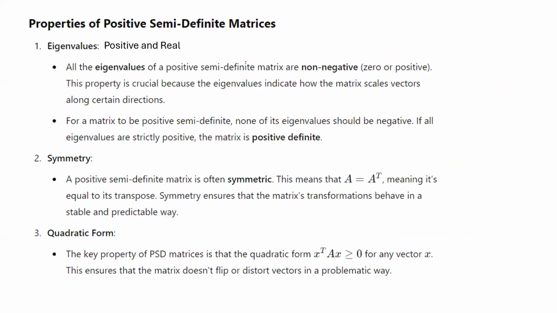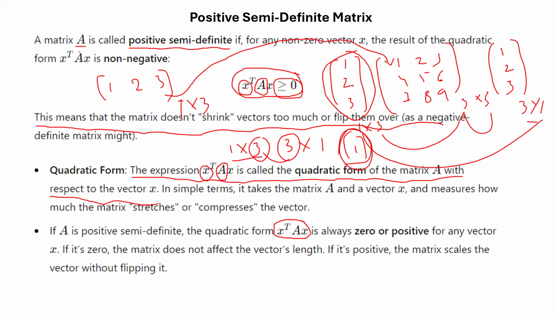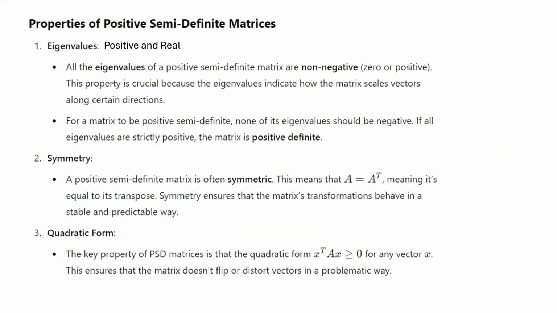Now, the properties of a positive semi-definite matrix: the eigenvalues of such a matrix are always positive and real. Eigenvectors can never be negative for a positive semi-definite matrix. When you calculate the eigenvalues of this matrix A, they will always be real and positive. Those are the properties of a positive semi-definite matrix.